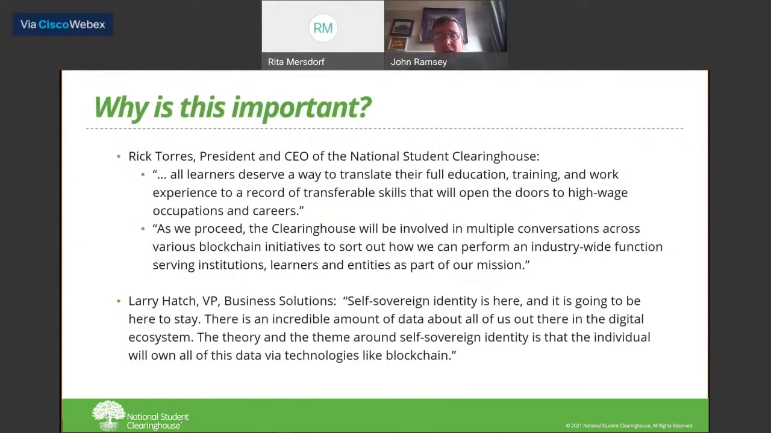And then Larry mentions the self-sovereign identity. It's here. It's going to be here to stay. There's an incredible amount of data about all of us out there in the digital ecosystem.